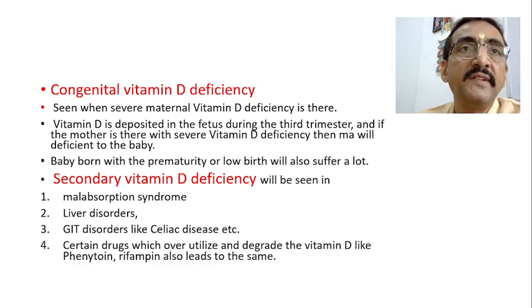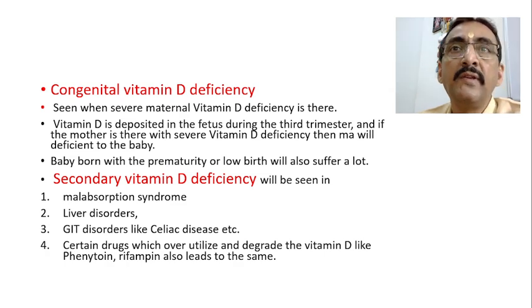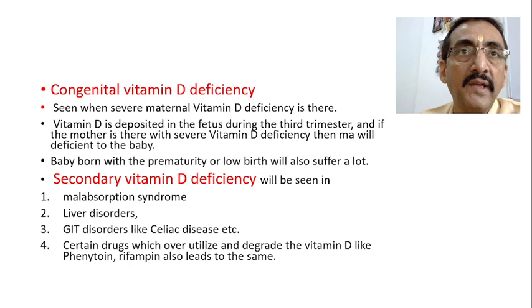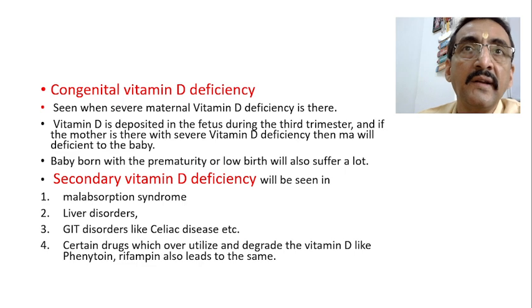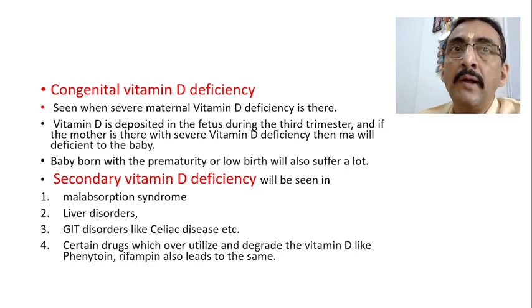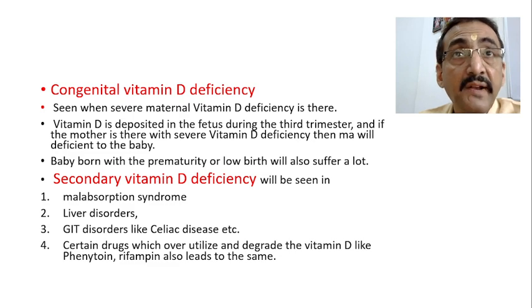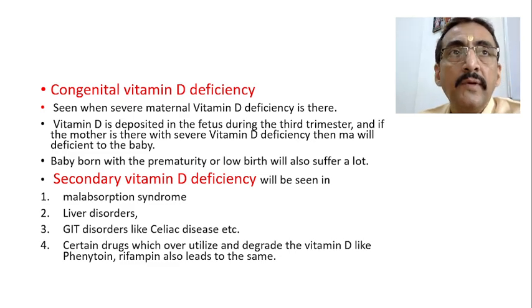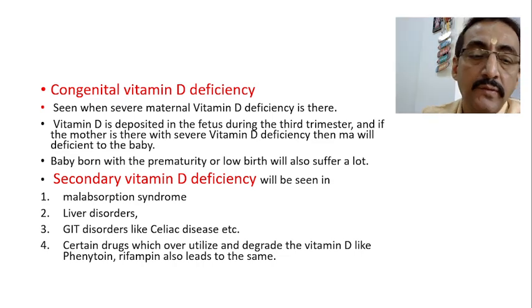Sometimes enzyme deficiencies may be there. The 1-alpha hydroxylase enzyme is very important for the formation of the active form of vitamin D. So if it is congenitally or hereditarily absent, that may lead to this, and that we were discussing under resistant rickets or refractory rickets. So anyway, that can also be counted in the secondary vitamin D deficiency. So this is the one thing.